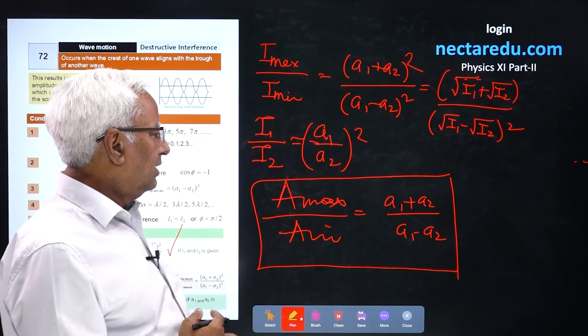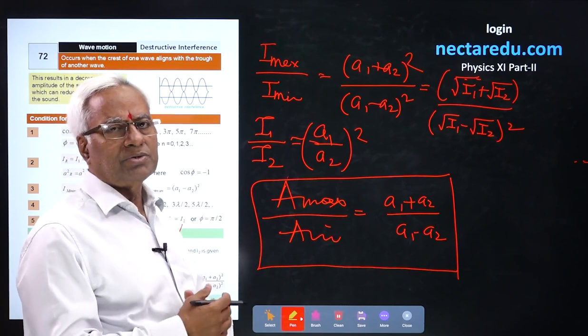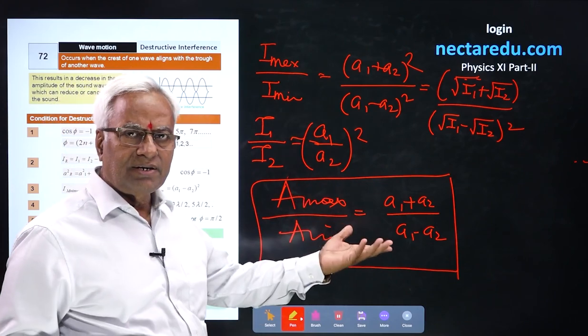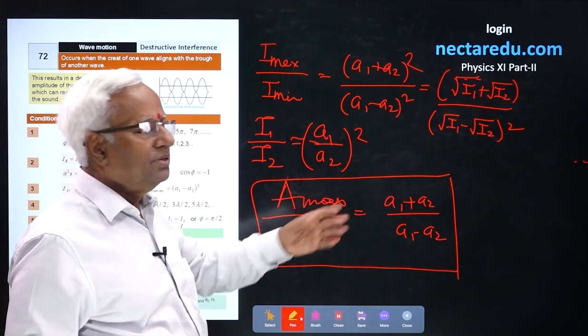Sometimes it is given a1 by a2, that is amplitude ratio, sometimes intensity ratio is given. So, you have to act accordingly depending on the situation given in the numerical problem.